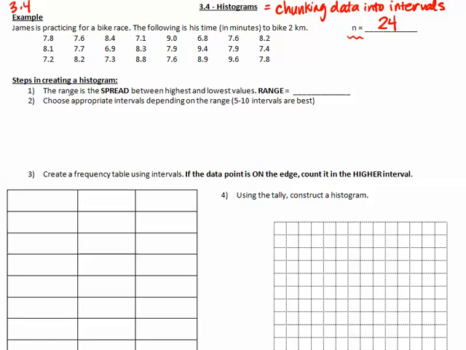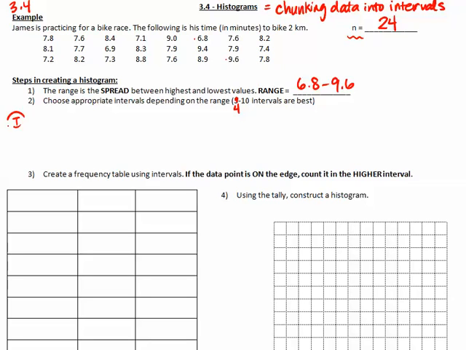So, steps in creating the histogram. The first thing is to find the range, and the range is the spread between the highest and the lowest values. So if I look at my data points, I have 6.8 is my lowest, and I think 9.6 is my highest. So my range goes from 6.8 to 9.6. Now I'm going to choose appropriate intervals depending on the range. Sometimes 4 to 10 intervals are best. So I can look at my numbers and see how I want to divide them.